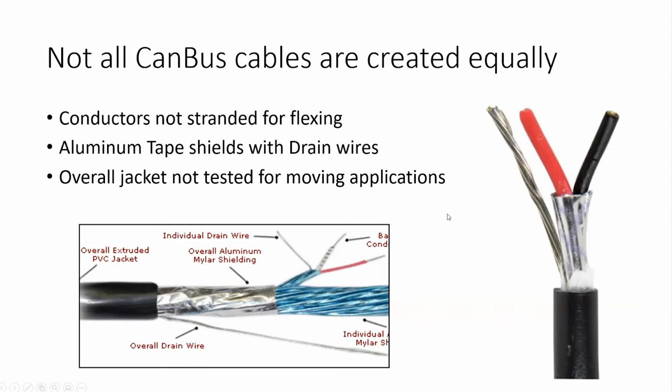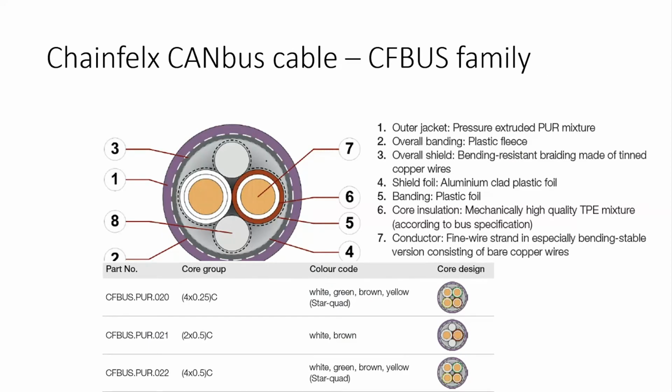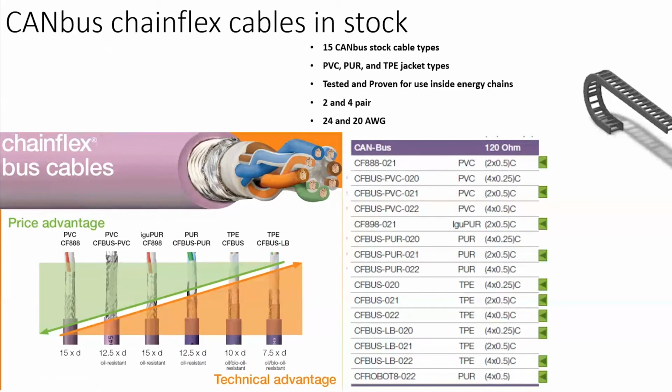Abrasion is a big problem as well. The CANbus cable that we offer for Chainflex, we have a special design. So there are 3 different cables here. We have a quad cable, which acts as 2 pairs in 24 gauge. And then we have 2 others with 20 gauge, a single pair and a double pair. So we have special jacket material. We have stranding that's tested and proven for use inside of a cable carrier.